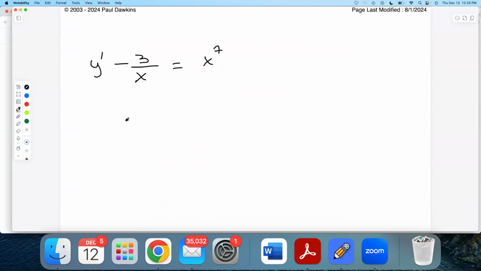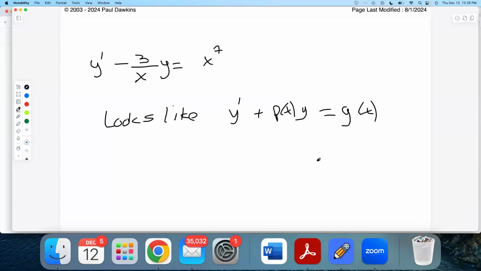Okay, first we are in standard form. This looks like y prime plus some p of x, x is our variable here, times y, equals some g of x. Some books will call this a q. You might see in some videos that I'll call this side over here q instead of g, because different books use different notation. But we're in this form, check.